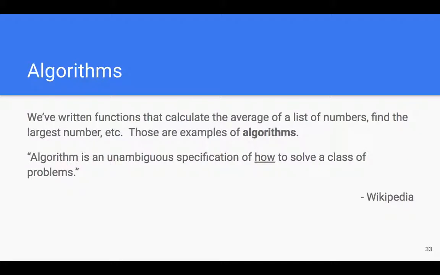Okay, what is an algorithm? Well, it's another big word in computer science, just like data structure. So an algorithm is just a way to do things. We've written functions that, let's say, calculate the average of a list of numbers, find the largest number, et cetera. So those are all examples of algorithms. According to Wikipedia, an algorithm is an unambiguous specification of how to solve problems. So like I said, it's basically how we do things. That's what an algorithm is.